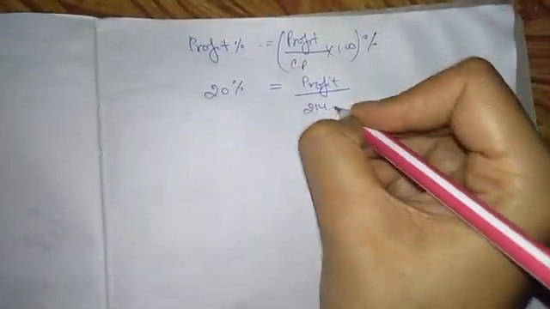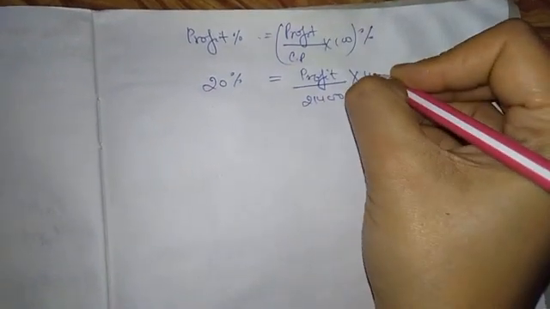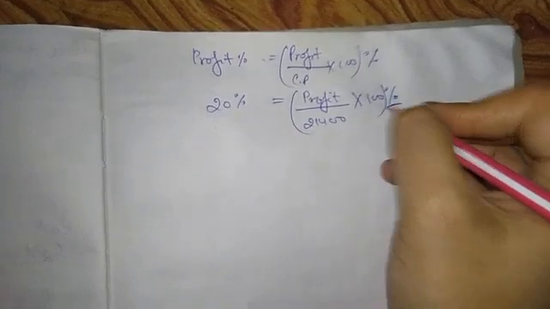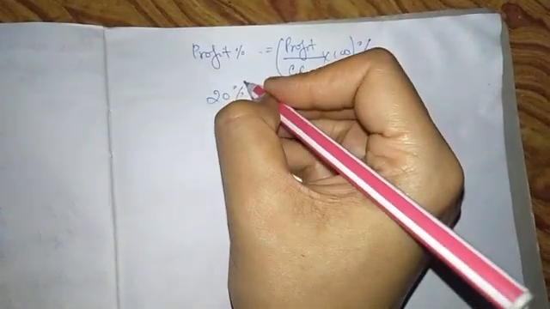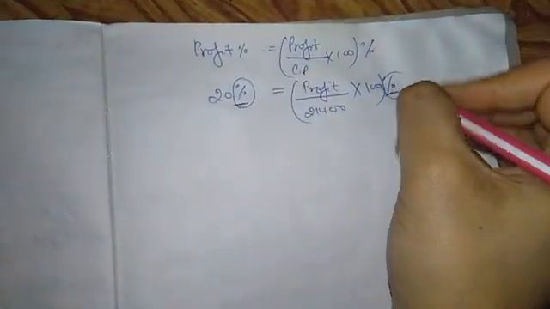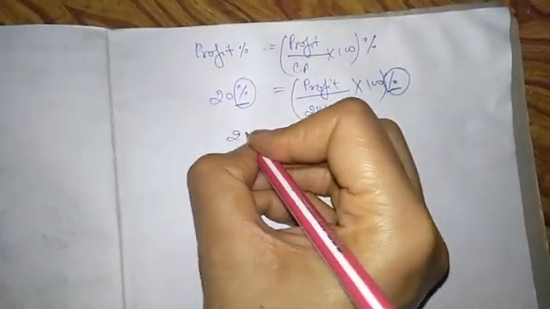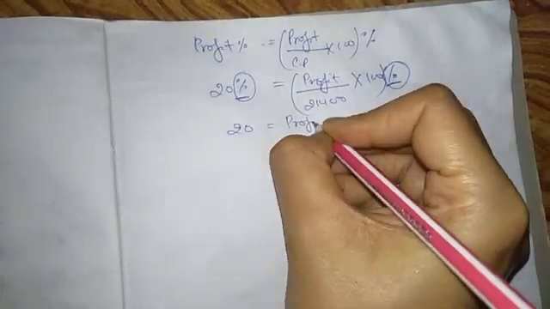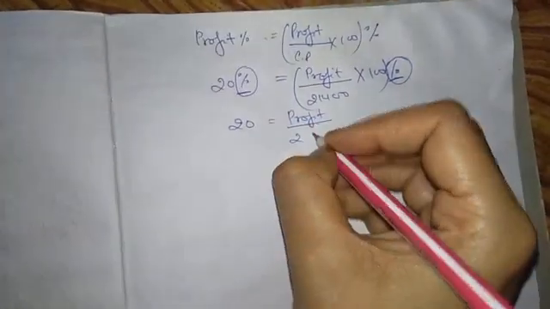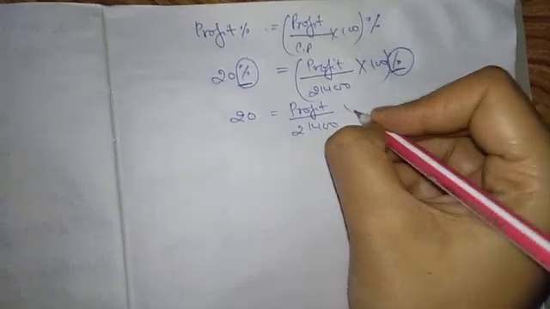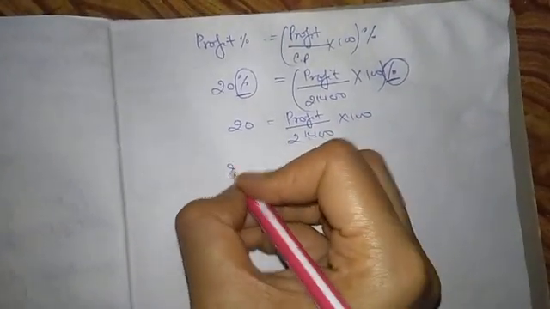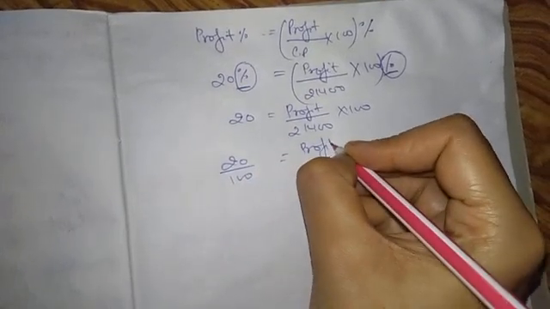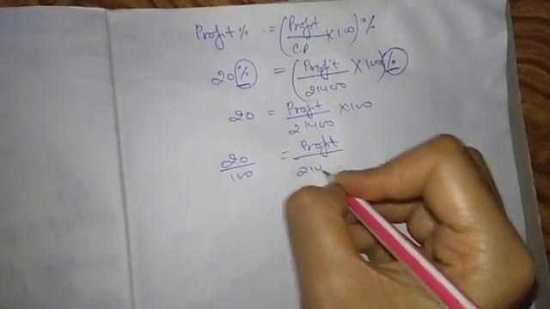Cost price was 21400 into 100 and putting a percentage sign. Here is the percentage sign, here is the percentage sign. What am I to do? I'll remove these two signs from both sides. Now I have profit. I don't know what the profit was. I put the value of the cost price as same into 100. Now 20 upon 100 is equal to profit upon 21400.